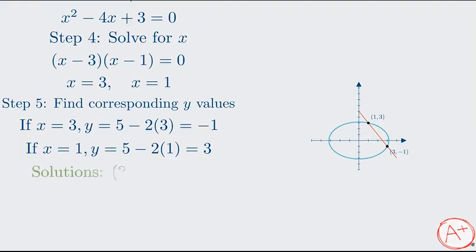The final coordinates are (3, −1) and (1, 3). Always double-check by plugging these back into the original nonlinear equation to ensure they work. To secure an A star, you must avoid these frequent errors.